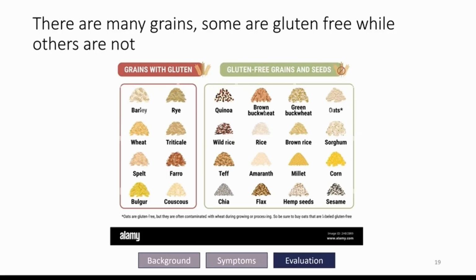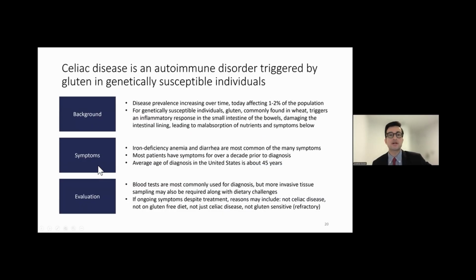But for most folks, switching the diet to include these gluten-free grains and seeds and avoiding the grains with gluten has a lot of positive effects. Symptoms go away and they get a lot of the nutrients back in their diet. So to help summarize everything, celiac disease is an autoimmune disorder. It's triggered by gluten in genetically susceptible individuals.